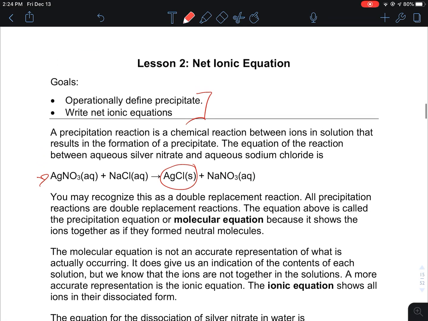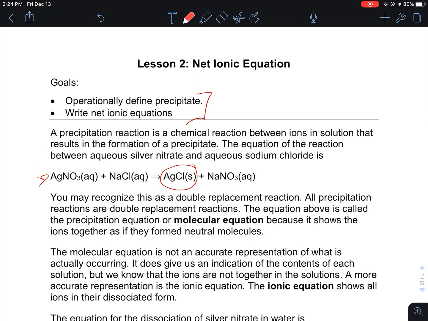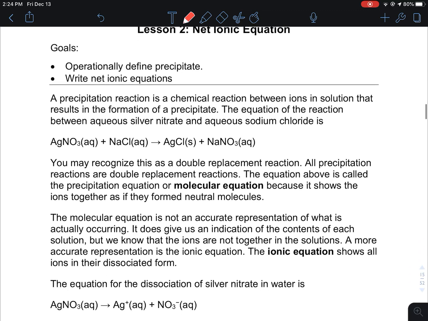Hi everybody, today we're going to be doing lesson 2 of our booklets. This lesson should be really quick because we have already covered a lot of this in the previous video, but we'll do it a little bit more thoroughly. So we're going to be defining the precipitate and then writing the net ionic equations.